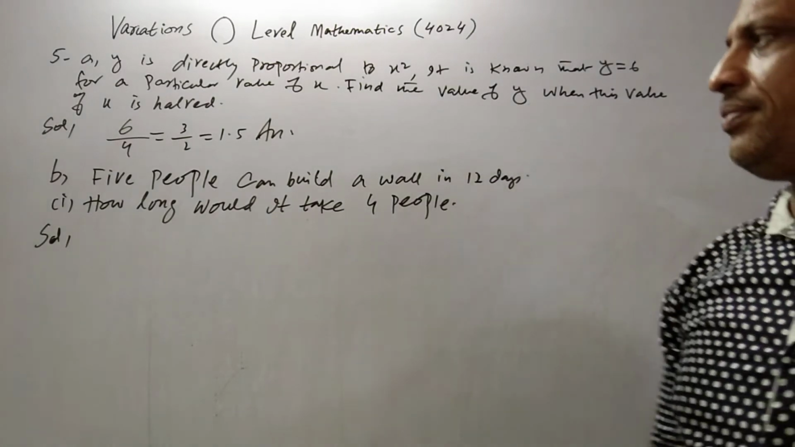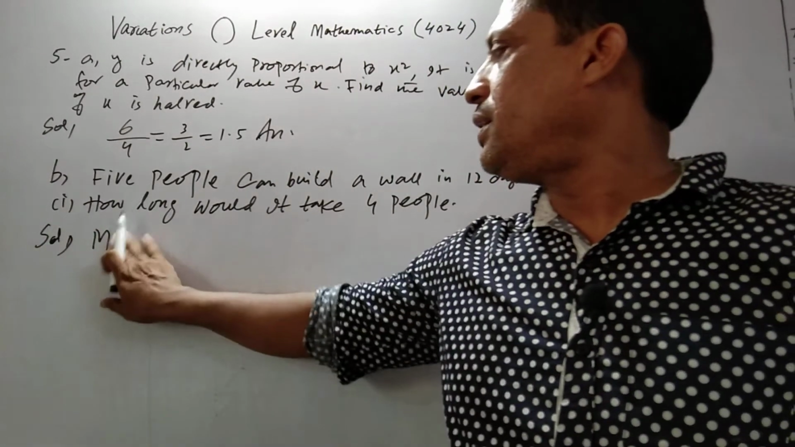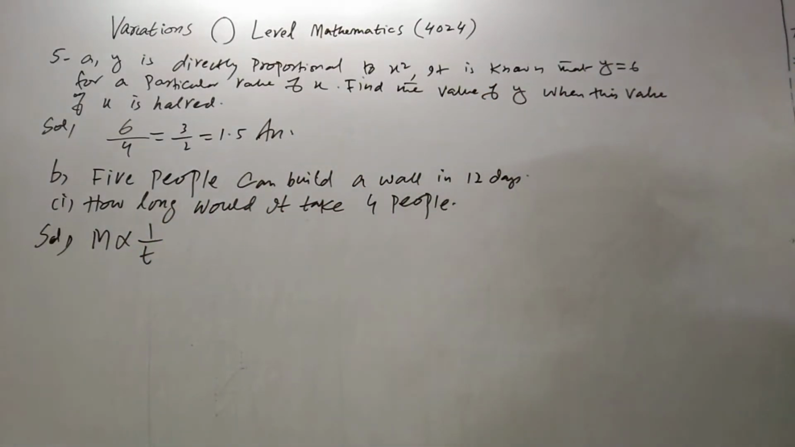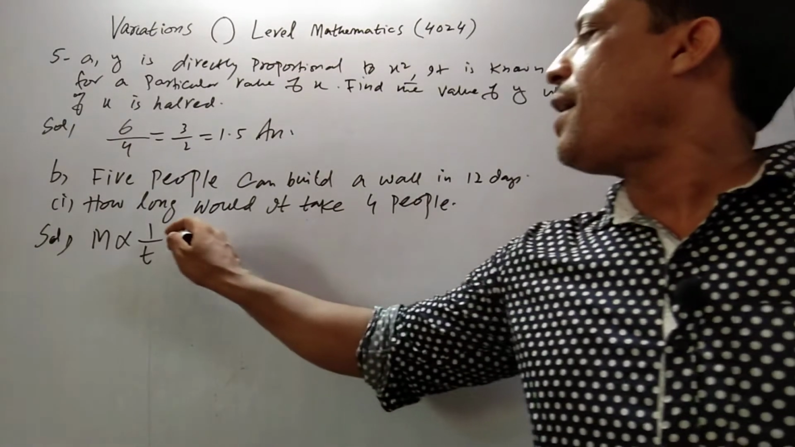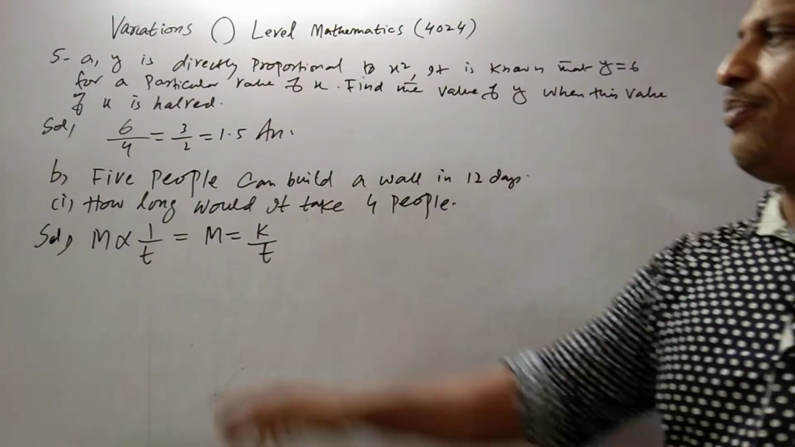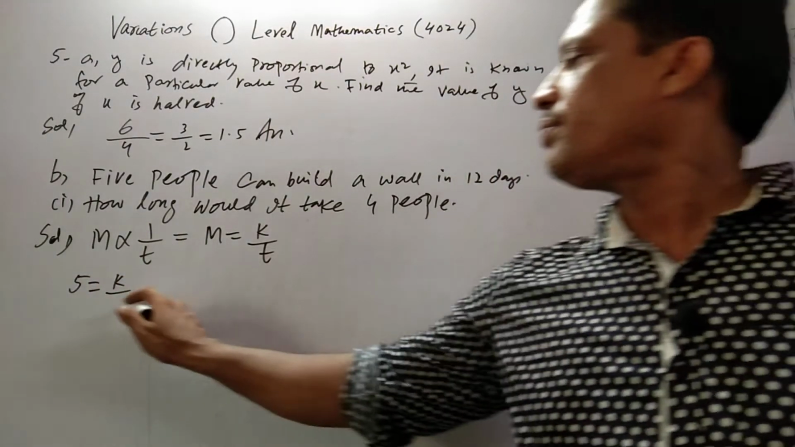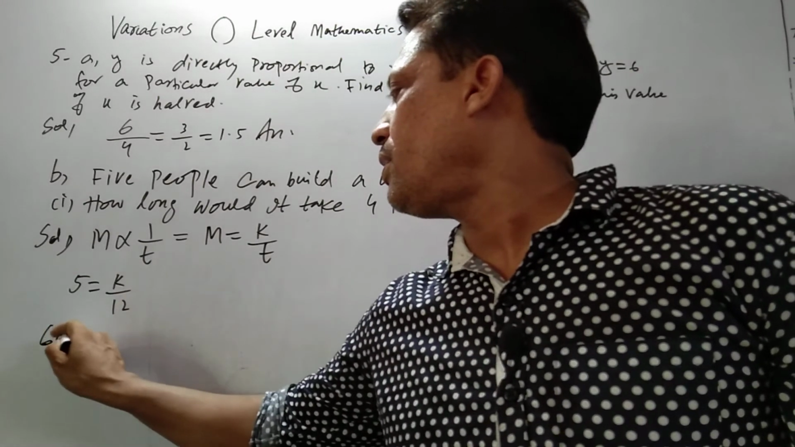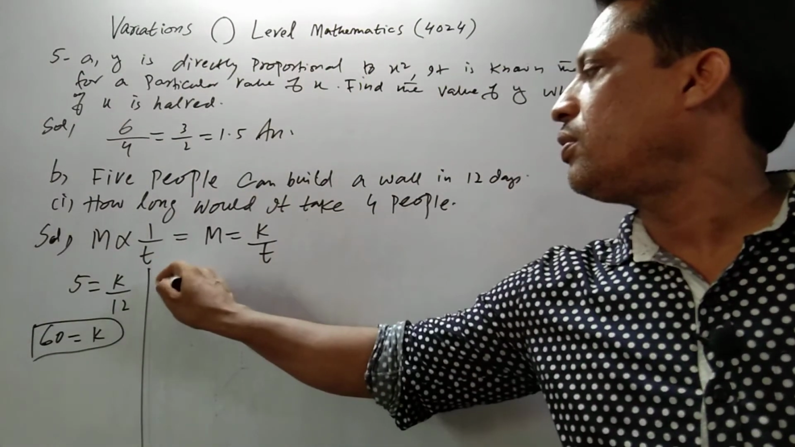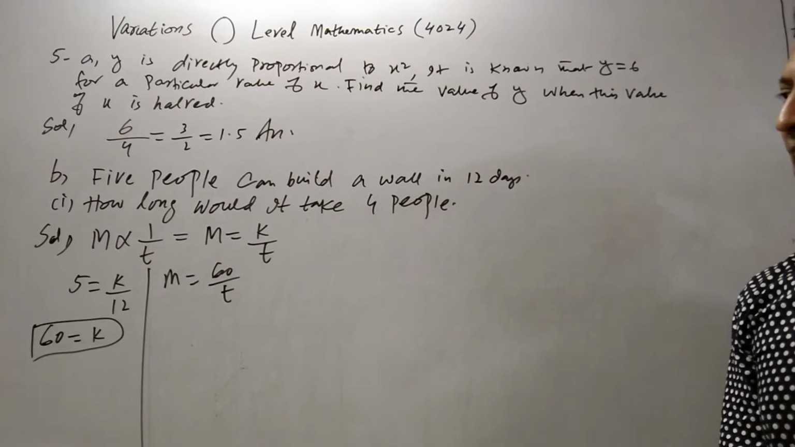So if I assign people as m and time as t, days, then m is inversely proportional to t, which implies that m is equal to k upon t. The first values: m is 5, time is 12. 12 fives are 60, hence the value of k is 60. Therefore m is equal to 60 upon t.